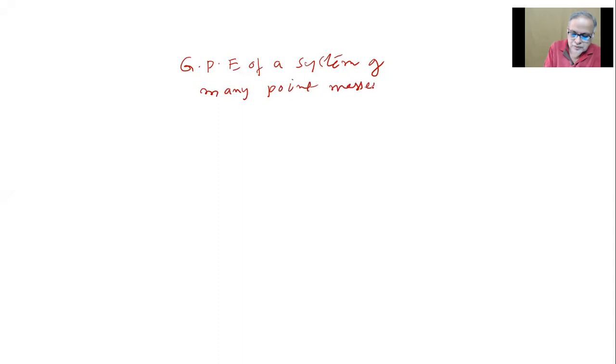We'll see. Now, the gravitational potential energy of a system of point masses, a system of many point masses. First, for 2 we wrote. For 3, how shall we write? A simple trick I will tell you for this without bothering you much.